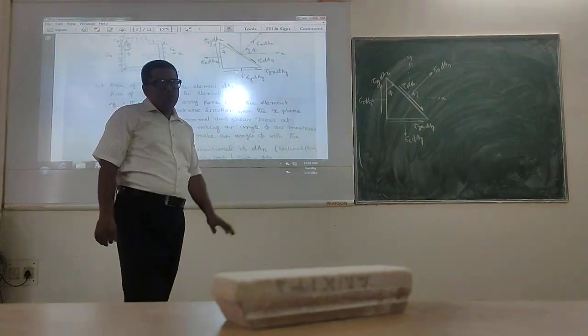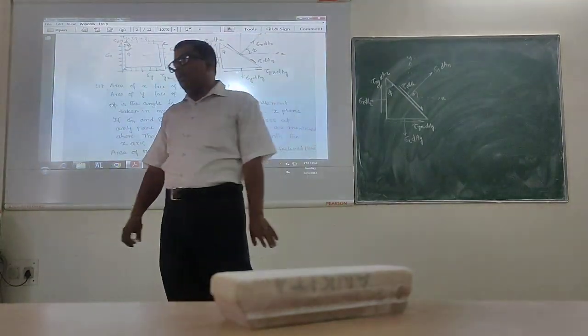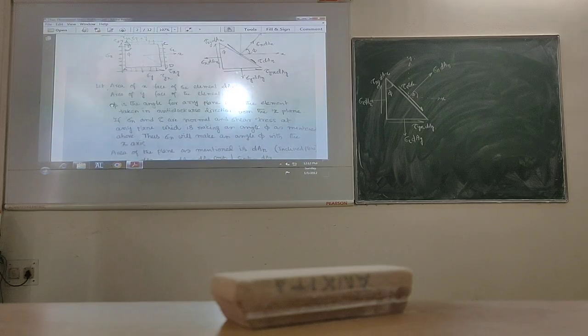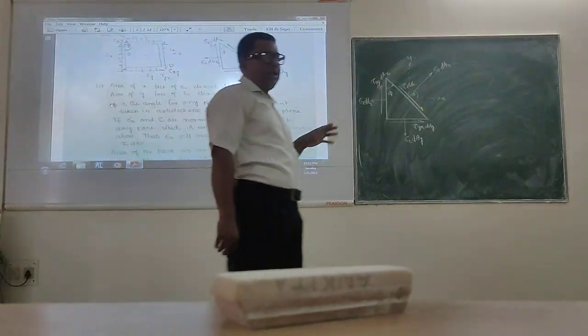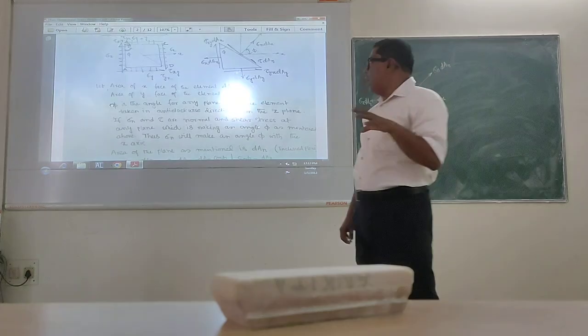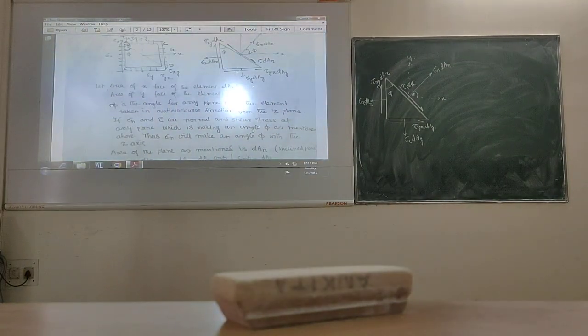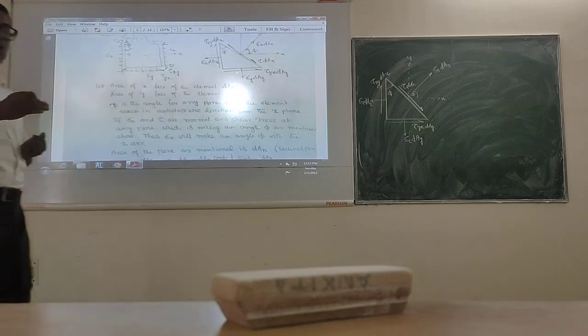Today's discussion: we are discussing plane stress problems, the two-dimensional stress problem. In the previous class, we understood what a two-dimensional stress problem is and what a plane stress problem is. When studying plane stress, we saw that if an element is subjected to both normal stress as well as shear stress, and we take any inclined plane in that element, what will be the state of stress on that plane?